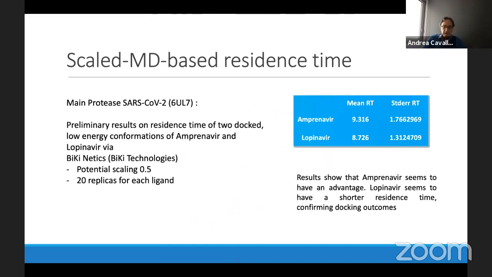We ran our residence time prediction with Untitled and Lopinavir, and even though these results are quite preliminary, we could see that Untitled has a slightly longer residence time compared to Lopinavir, and seems in this way to have an advantage over Lopinavir in binding the 3C-like protease of SARS-CoV-2.